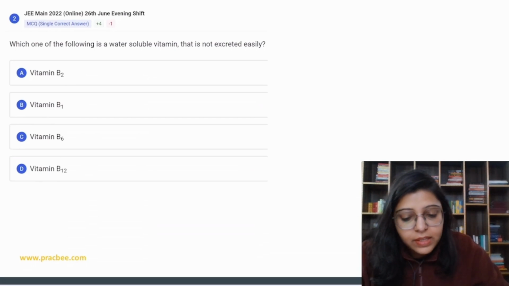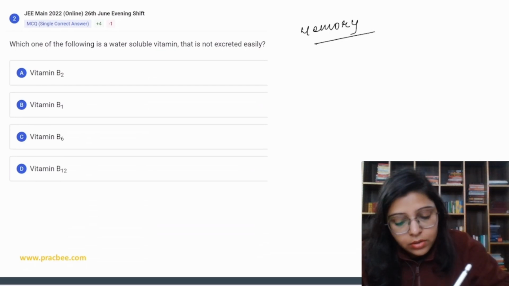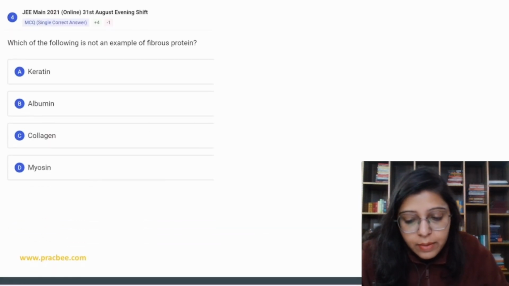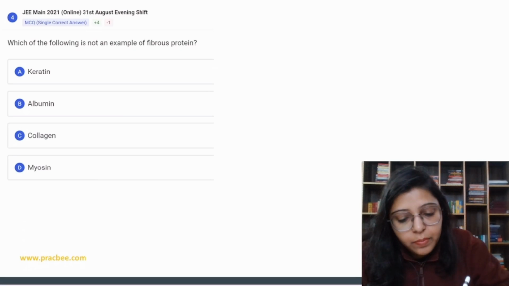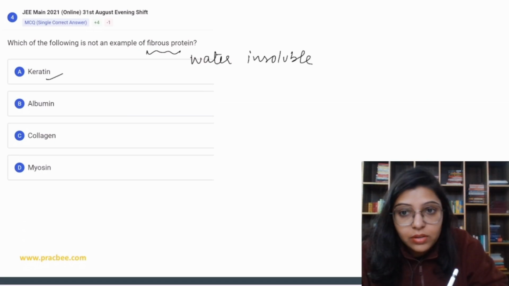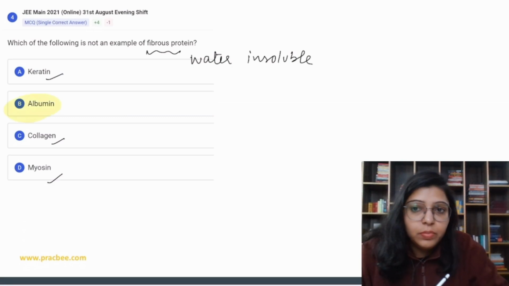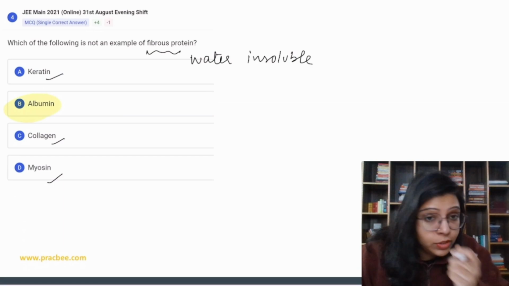Now, which one of the following is water soluble? It's completely memory based. You have to learn the vitamins chart. So that is answer vitamin B12. Next, which of the following is not an example of fibrous protein? One of the most important parts of fibrous proteins is that they are water insoluble. So keratin, collagen, myosin muscle fibers, they are all water insoluble. So what is going to be the answer, which is not an example of fibrous protein? That is going to be albumin, which is present in egg.